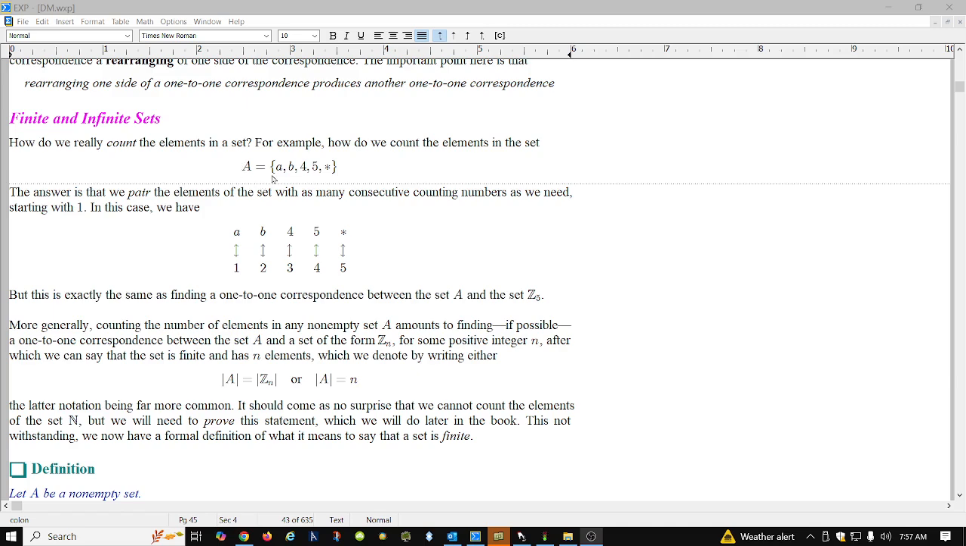I could have counted differently. 1, 2, 3, 4, 5. It doesn't matter. That amounts to a rearranging of one side of this pairing. But most people will count from left to right or from right to left. So this is precisely finding a specific bijection from A to Z5.